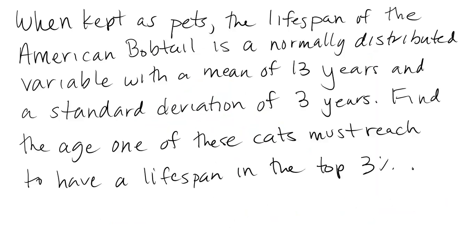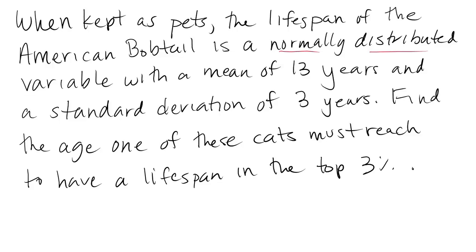When kept as pets, the lifespan of the American bobtail is a normally distributed variable with a mean of 13 years and a standard deviation of 3 years. Find the age one of these cats must reach to have a lifespan in the top 3%. So let's start with how we know this isn't a normal CDF question. I see that it says it's normally distributed, and in the past when we saw that, we immediately jumped to normal CDF. Why don't we do that here?